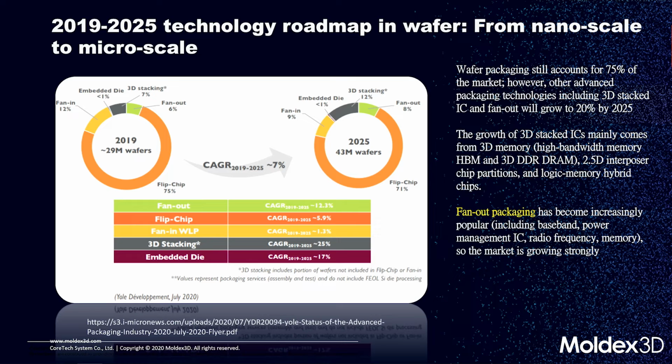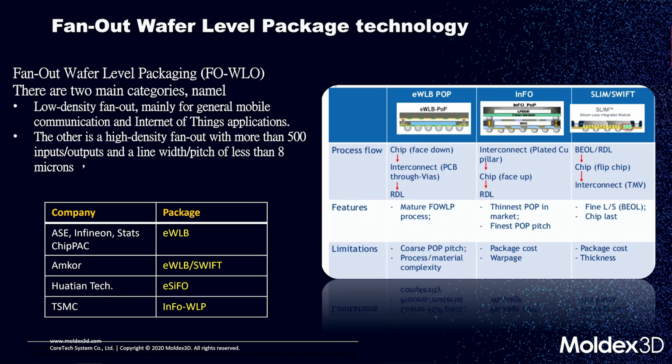So fan-out packaging has become increasingly popular right now. The market trend is growing slowly on this kind of technology. So lots of people and companies have become involved in this technology development. We can see companies like ASE, Amkor, Huawei, and TSMC have their own technology for this kind of development. Many of these technologies focus on two main categories. One is the low density fan-out, the other is the high density fan-out, for different kinds of applications.